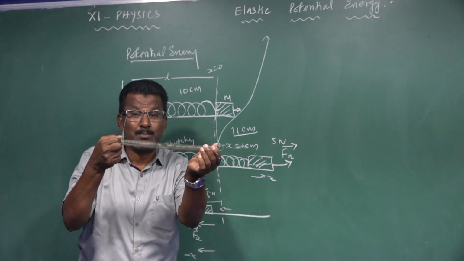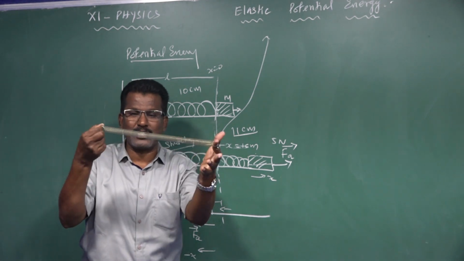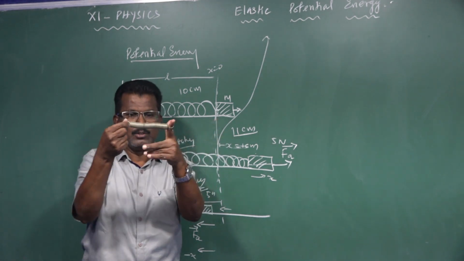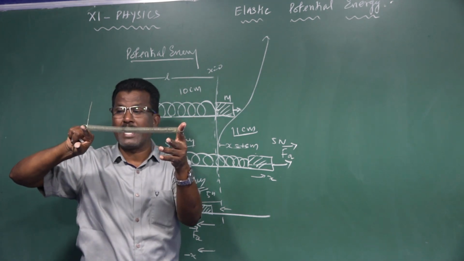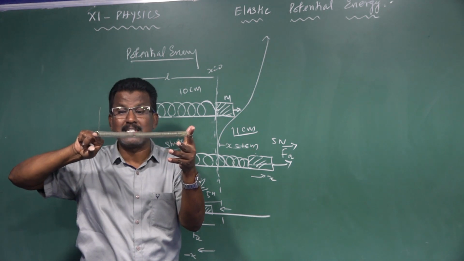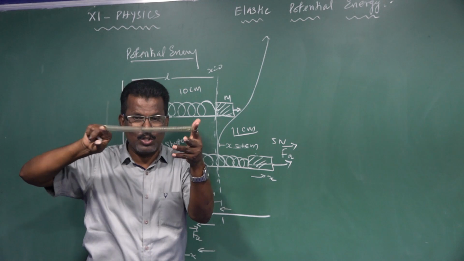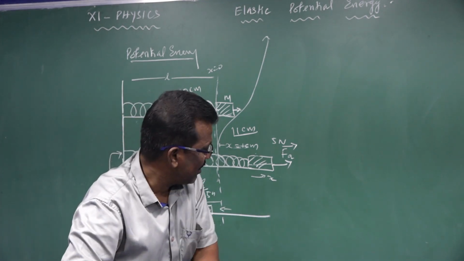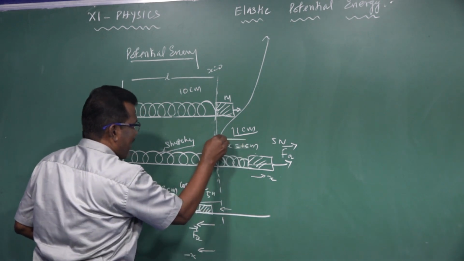That force is called the spring force. That is called a restoring force. The body tries to restore the original position. So it is the natural length. I am applying the force in one direction. At the same time, some force exists on the spring to restore the original position. That force is called the spring force. The spring force always acts in the opposite direction.